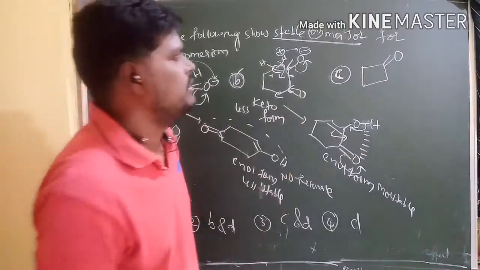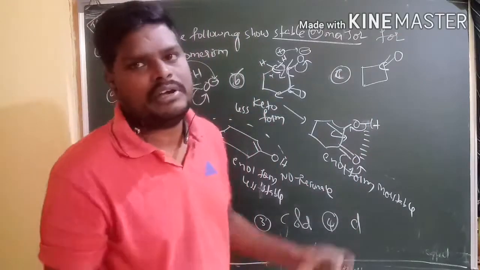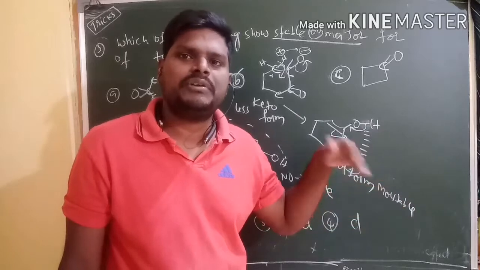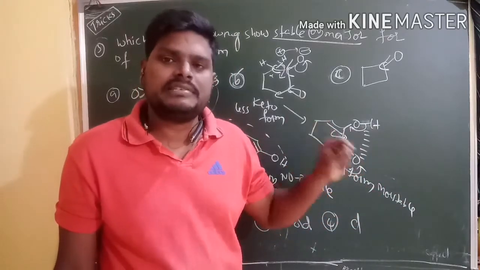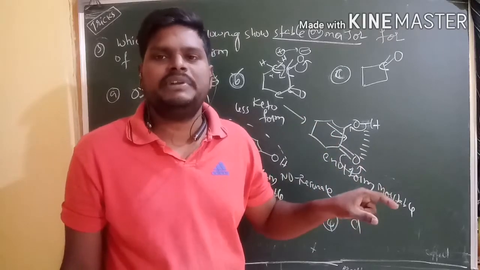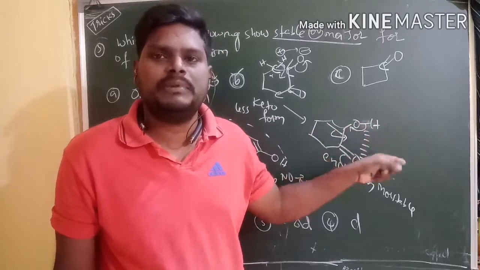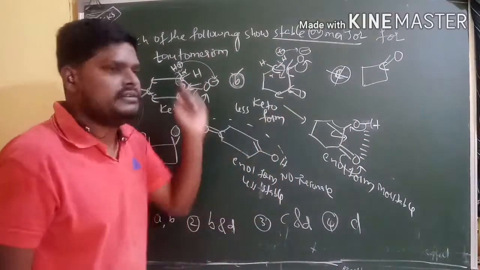Coming to the third one. What about the third one, sir? It is a simple ketone. Only one ketone is there. I told you already in my previous classes, a simple ketone or aldehyde always forms less enol content percentage. That means the enol form is less stable than the keto form. So here the keto form is more stable than the enol form. So the third option is not correct for this question.